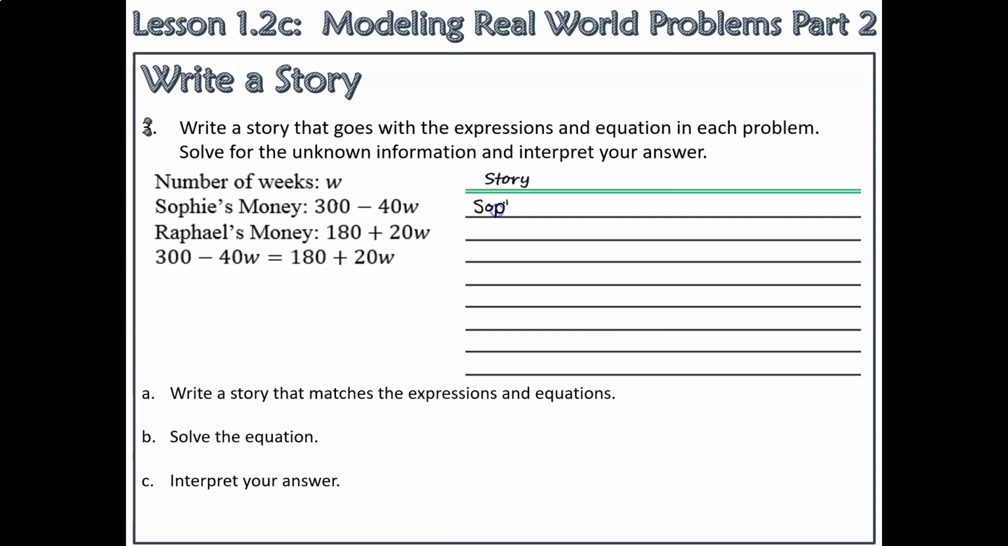So Sophie starts with 300 bucks. And then she spends, because that negative 40, $40, and that W is a week. So $40 per week. Raphael starts with 180. He's a saver because he saves $20 a week.